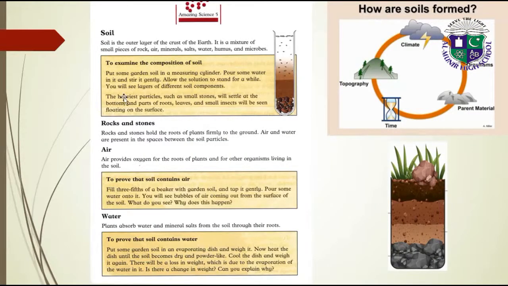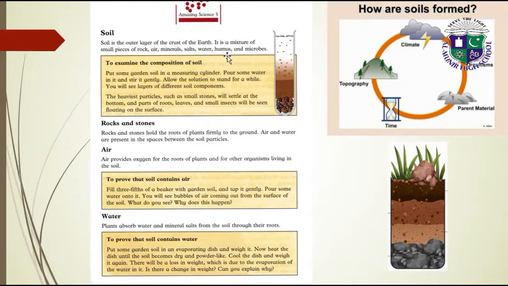The question arises: what is soil? First of all, look at this experiment and the definition of soil. What is soil, students? Soil is the outer layer of the crust of the earth. We have this crust of the earth and its outer layer, students, is called the soil. It is a mixture of small pieces of rock, air, minerals, salts, water, humus and microbes.